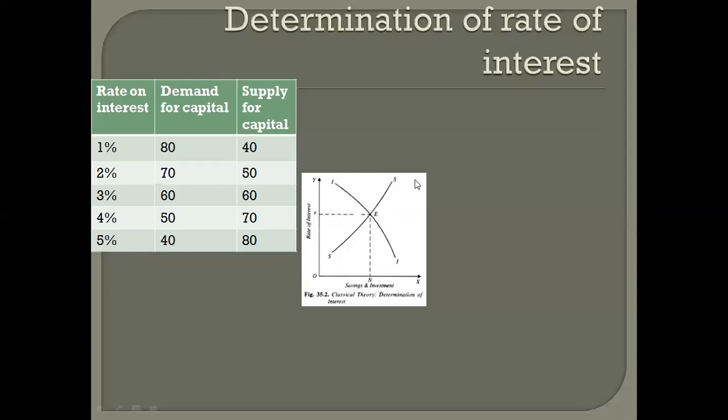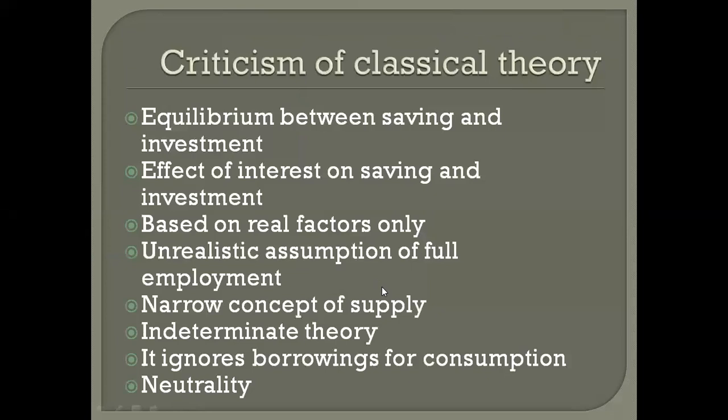So in this way, where supply and demand intersect each other, the point of equilibrium decides the rate of interest and the saving and investment level. Then we have criticism of this particular theory. This theory is no doubt criticized by the modern economists, the neoclassical economists, the Keynes.